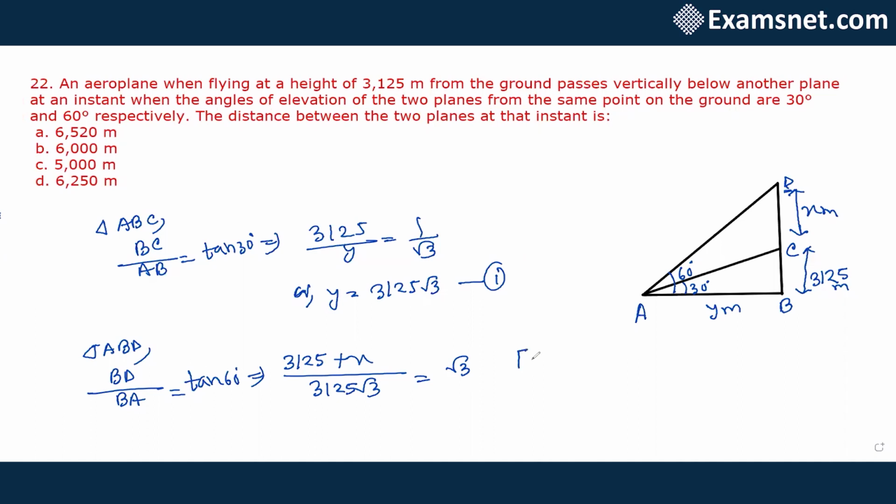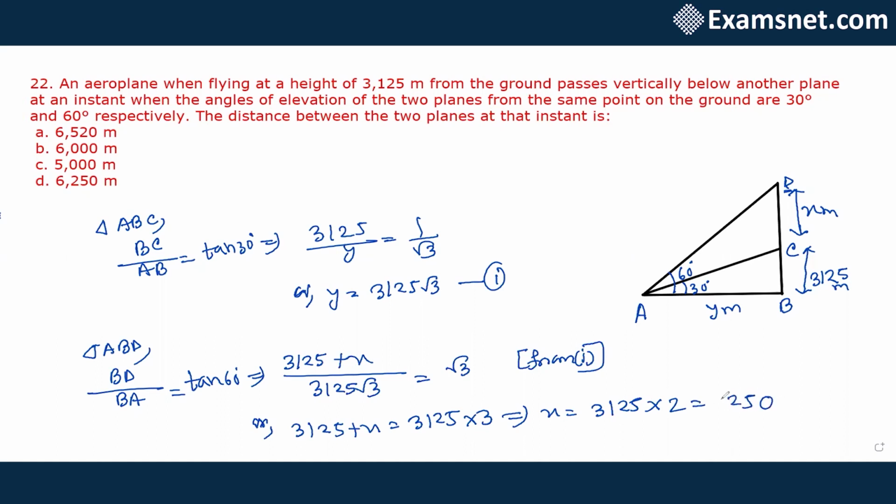Let me write it from equation number 1. We have written the value of y. So 3125 plus x equals 3125 multiplied by 3. So from here we can find that x equals 3125 multiplied by 2. So the value of x is 6,250 meter. So here option D, the last option, is the correct answer.